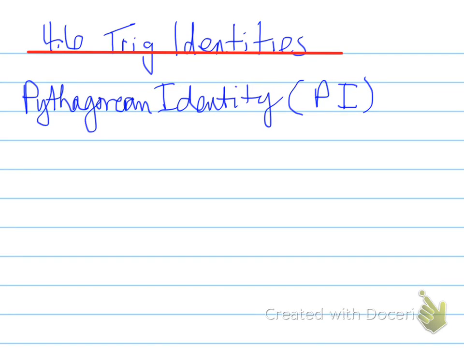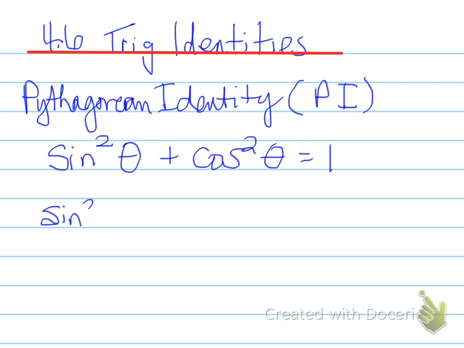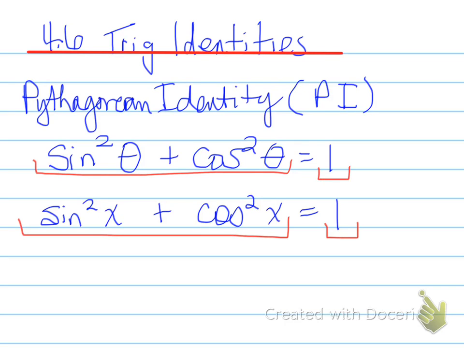All right, 4.6 Trig Identities. We're looking at the Pythagorean identity. We need to know three identities. The first one is known as the Pythagorean identity. The Pythagorean identity is sine squared theta plus cos squared theta is equal to 1. Another way to write it is sine squared x plus cos squared x is equal to 1. These are known as the Pythagorean identity.